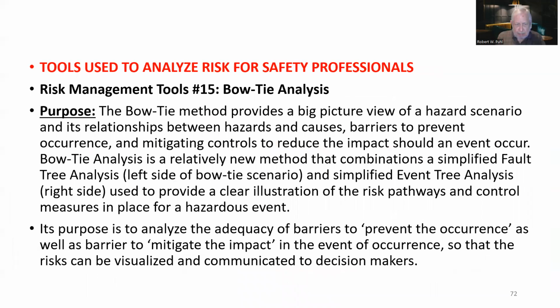Bow tie analysis. The bow tie method provides a big picture view of a hazard scenario and its relationship between hazards and causes, barriers to prevent occurrence, and mitigating controls to reduce the impact should an event occur. Bow tie analysis is a relatively new method that combines a simplified fault tree analysis, left side of the bow tie scenario, and simplified event tree analysis, right side, used to provide a clear illustration of the risk pathways and control measures in place for a hazardous event.